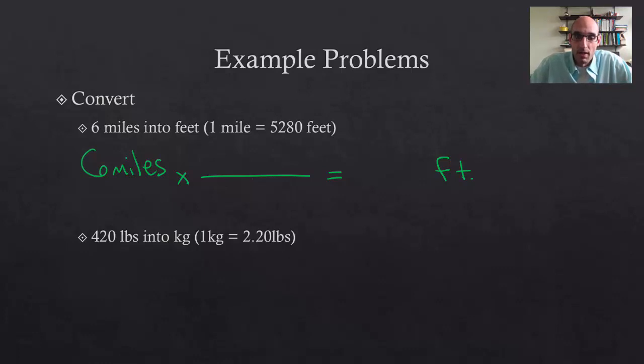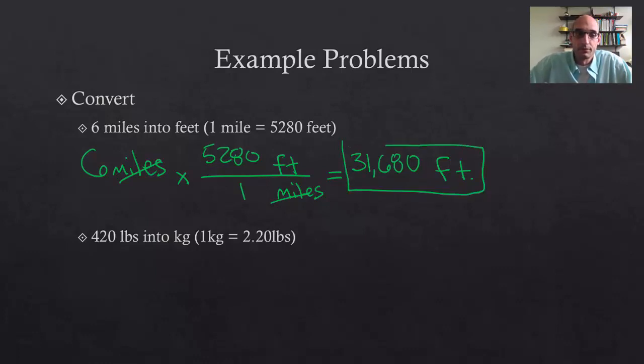Here we go. We want miles on the bottom because we want that to cancel. We want feet on the top because we want that to prevail. 1 mile is equal to 5,280 feet. Okay, miles cancels. 6 times 5,280 is going to give me 31,680 feet. I'm not going to worry about sig figs, but that's what we end up with. Okay, fantastic. So that's it. Same setup every single time.